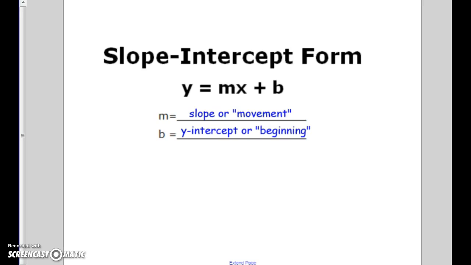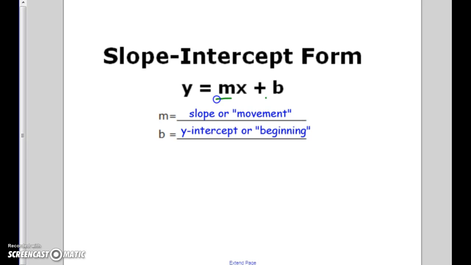Okay, so today we're going to talk about slope-intercept form. The M is the slope or the movement. So the slope tells me how steep something is. So if I'm on a bicycle and the hill is really steep, then my bike's going to go really fast. Whereas if I'm on a hill that's not so steep, then my bike may not go quite as fast, correct?